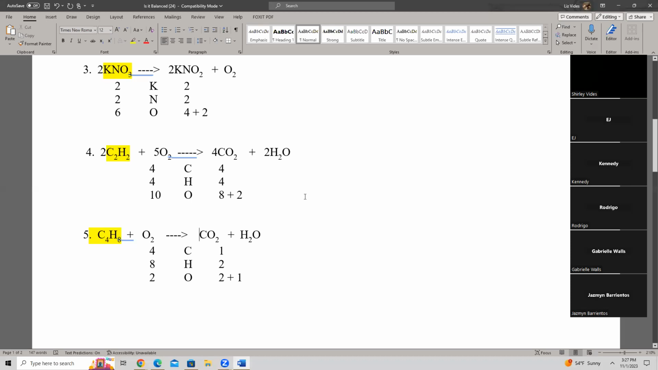Okay, so we put a 4 in front of this one, and that gives us 4 here. But it also changes our oxygen. 4 times 2 is 8. Yes? All right. So now we have hydrogen to do. Here we have 8. Here we have 2. Not quite. So we need a 4 in front of that one. And that gives us 8 on this one. And 4 times 1 is 4 on this one. See, now everything is balanced except for the oxygen.